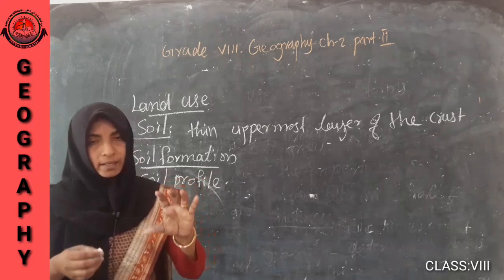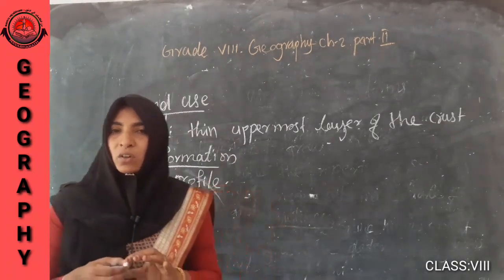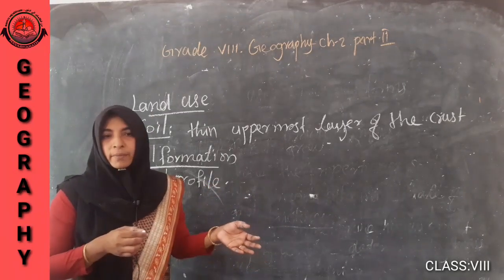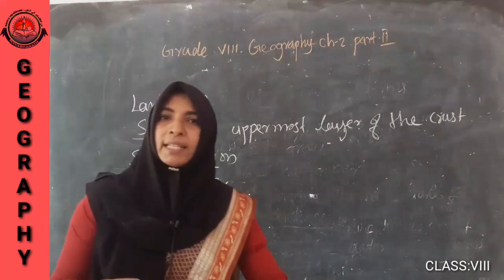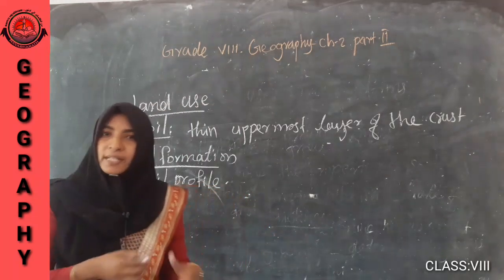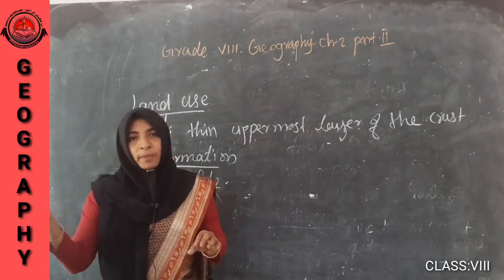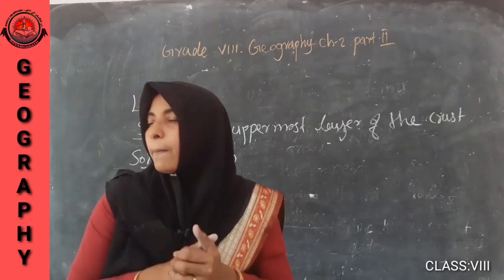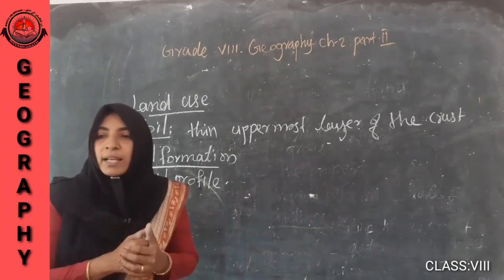Sometimes the soil profile, or layers of the soil, is different from one place to another. In some areas, if you dig a 1 meter deep pit, we can see the different layers. The layers will vary from one place to another. Which are the layers or horizons of the soil?